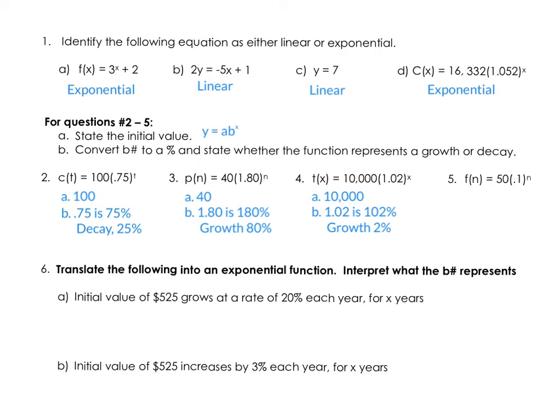All right, next one. So the a, the number by itself, is the 50. And then the b, the growth or decay factor here, is 0.1. So what is that as a percent? That is 10%. So if it's only 10%, that means that it's decaying. How much away from 100% is 10%? 90%. So it's decaying 90%. Okay.